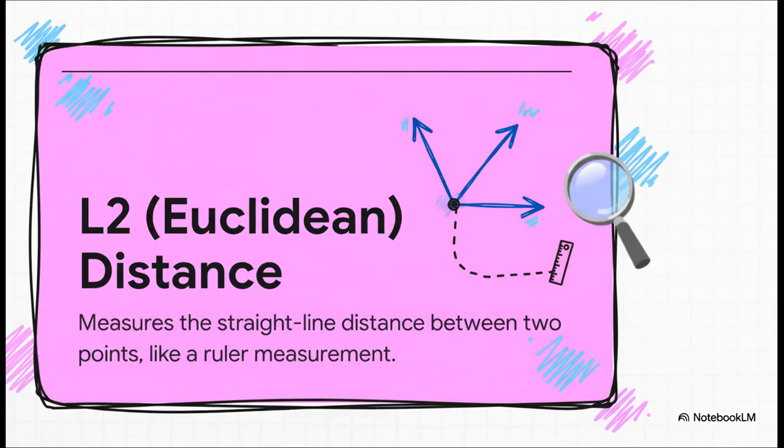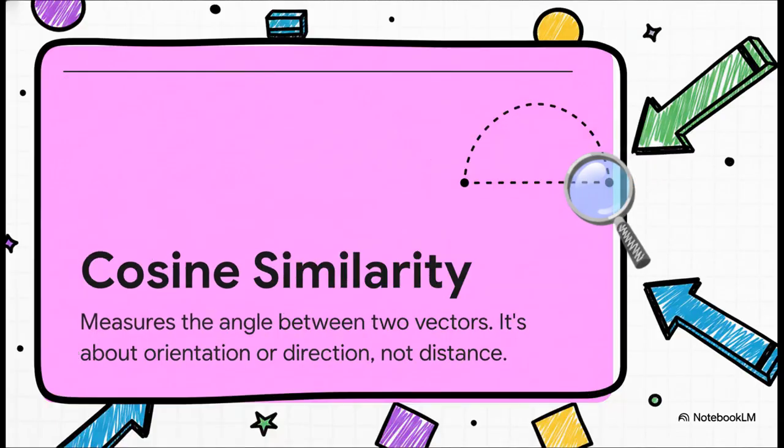First up is L2 distance, or what you probably remember from school as Euclidean distance. This one's easy to picture. It's just the straight line, as the crow flies, distance between 2 points. If you have 2 dots on a map, L2 is just the length of the line you draw with a ruler to connect them. Simple as that. It's all about separation.